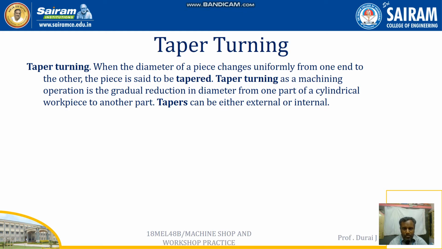Tapering is the gradual reduction of the diameter from one part of a cylindrical component to another part, and it also occurs when the diameter of the piece changes uniformly from one end to the other end of the piece. Okay. Tapers may be external taper or internal taper.